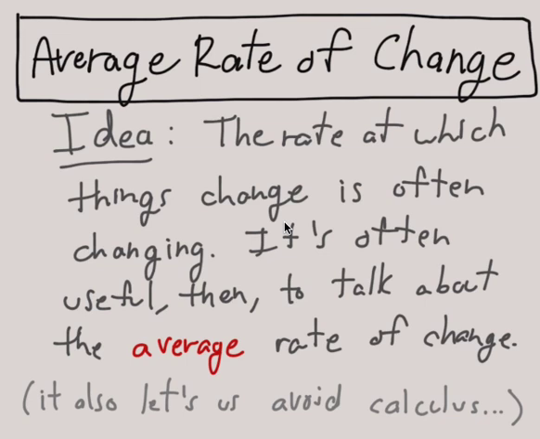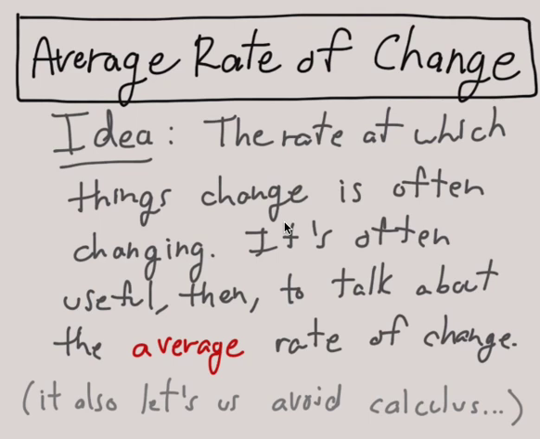So the average rate of change, the big idea behind this is that things change all the time. It's just life. And not only do things change, but the rate at which things change also changes a lot. So you might think about if you're driving down the highway, your rate of change is how far you're going, which is your speed, but you don't go the same speed the entire time on the highway. Sometimes you have to speed up, sometimes you slow down, the speed limit changes, and so the rate at which you change is changing constantly.